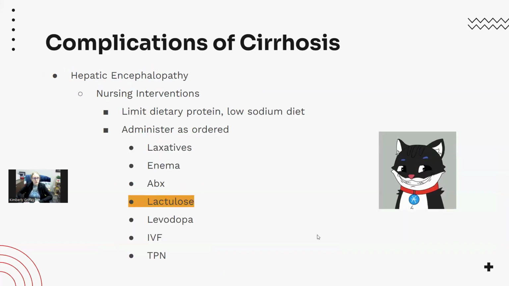So nursing interventions, we're going to limit dietary protein and give a low sodium diet. We want to give laxatives and enemas to help deplete intestinal microorganisms. Ammonia is formed by intestinal bacteria along with digested proteins. Depletion of the intestinal microorganisms can lead to a decrease in ammonia levels. We'll give antibiotics to help destroy any intestinal microorganisms responsible for the ammonia production. Typically, neomycin or kanamycin are going to be preferred because they are poorly absorbed in the GI tract. So they're not going to affect anything outside the GI tract.